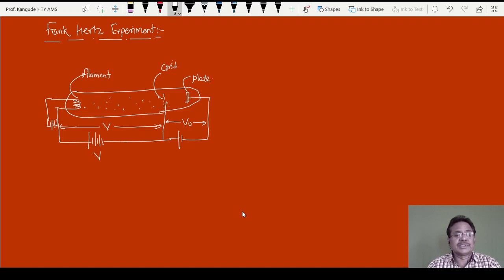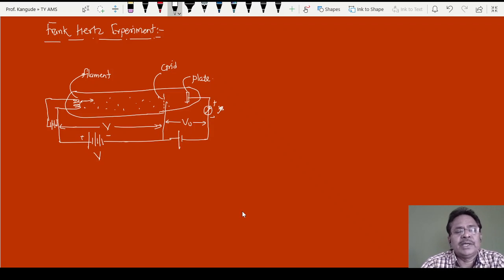Now why is the grid used? Whenever electrons are emitted from the filament, they travel, and in between they cause ionization of the molecules or atoms of the gas placed in this tube. Some of the electrons can reach the plate directly, and thereby give a certain current. If an ammeter is provided here, a certain current is shown in the circuit. We find that as we increase this potential, the current goes on increasing to a certain level, and then it abruptly falls to a very low value.